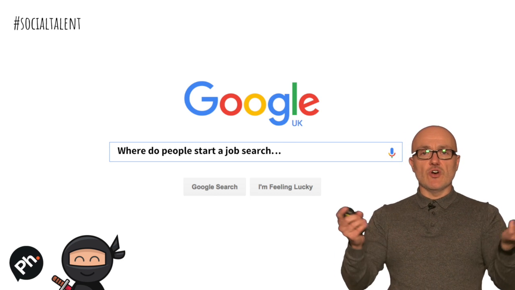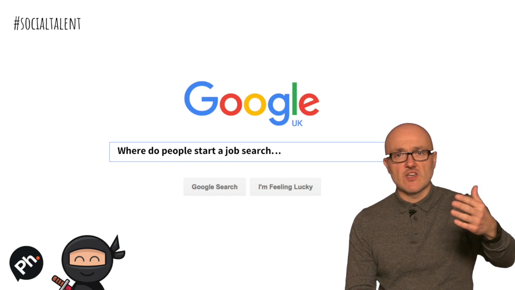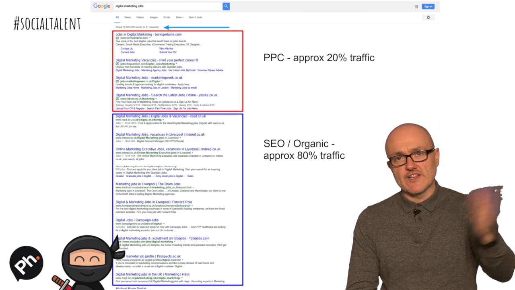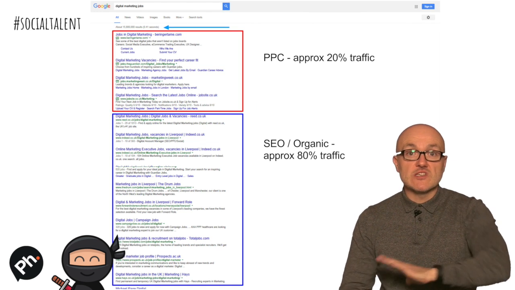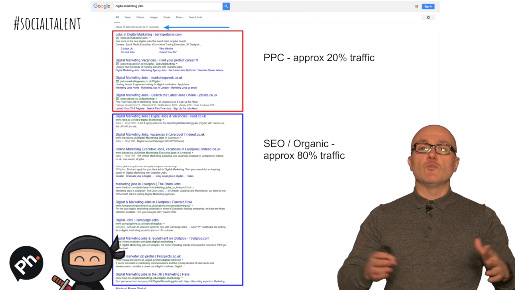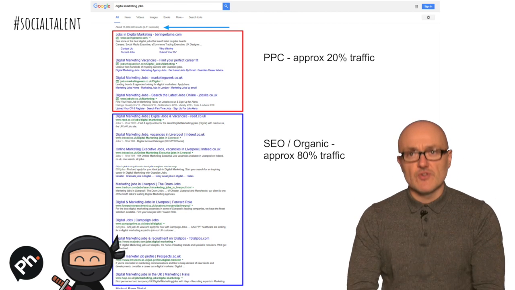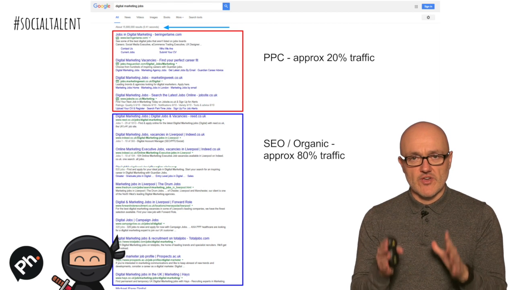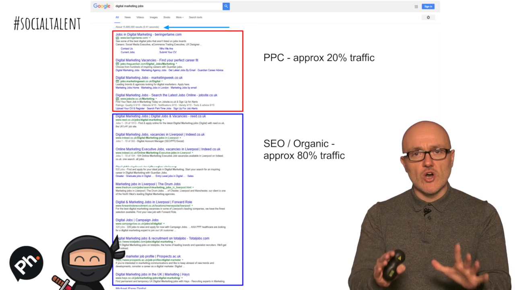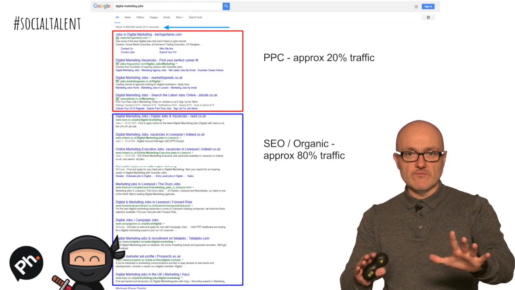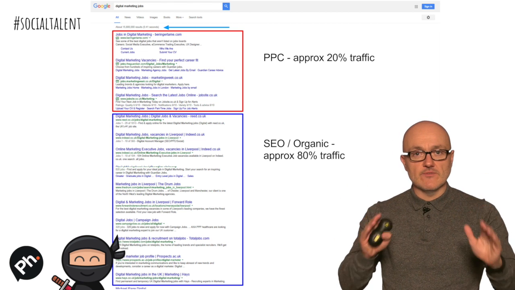Now, here's a screenshot of Google. The top is paid search. About 20% of traffic clicks into there. The blue bit, which is like the holy grail, and people always come up to us asking, how do we get to the top of Google? About 80% of traffic goes there. And you want your content that solves problems for passive candidates to be found there.